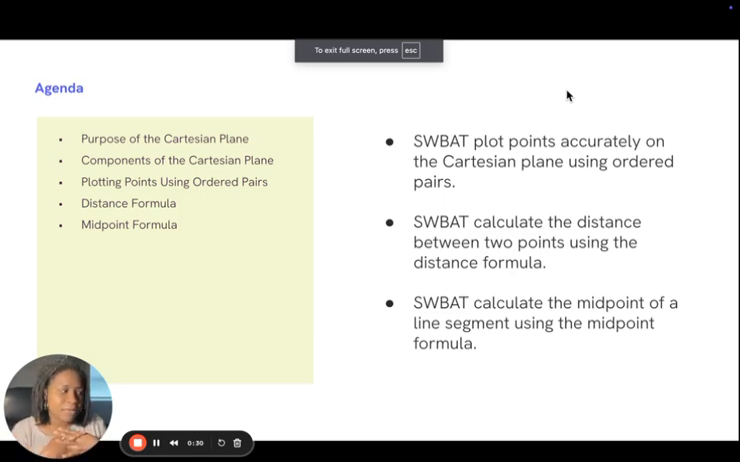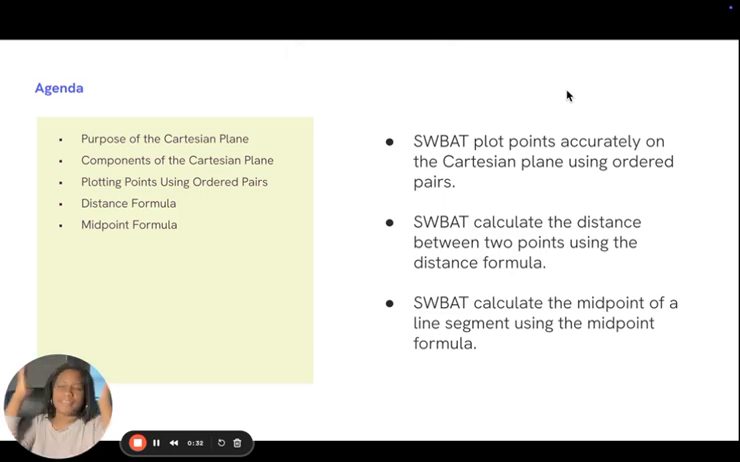In a Cartesian plane, which is why you have to learn about it in college algebra. But this is Miss Smith here, bringing you a quick lesson about the Cartesian plane. By the end of this video, you should be able to plot points in the Cartesian plane, calculate the distance between the 2 points, and the midpoint of the 2 points.